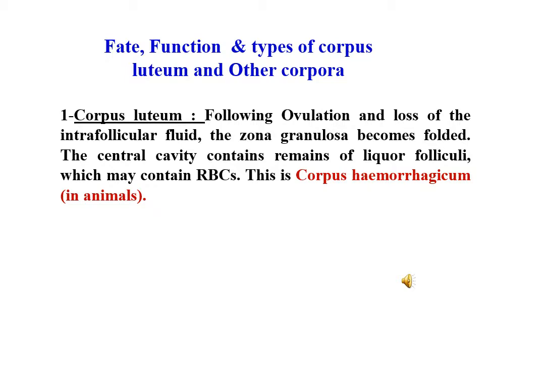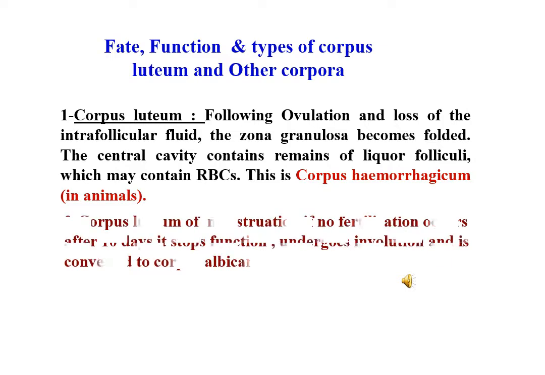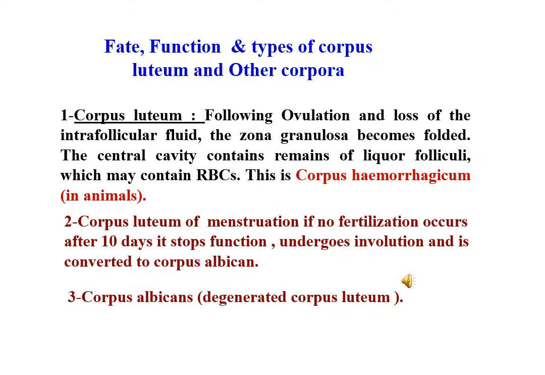Corpus luteum of menstruation. If no fertilization occurs after 10 days, it stops functioning, undergoes involution, and is converted to corpus albicans. Corpus albicans is a degenerated corpus luteum. Corpus atreticum is a degenerated follicle.